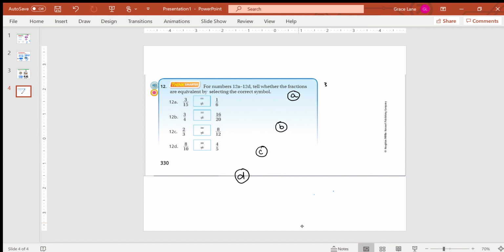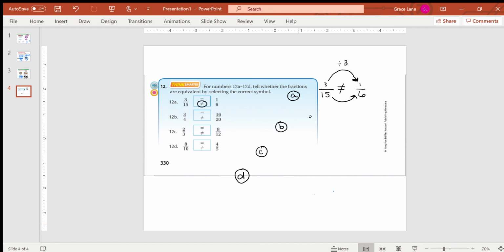All right, so for letter A, 3/15 and 1/6. So think about, how did you get from 3 to 1? You can either do multiplying or dividing. 3 divided by 3 is 1, actually. So then check on the bottom, is 15 divided by 3 6? No. 15 divided by 3 is 5. So these are not equal.